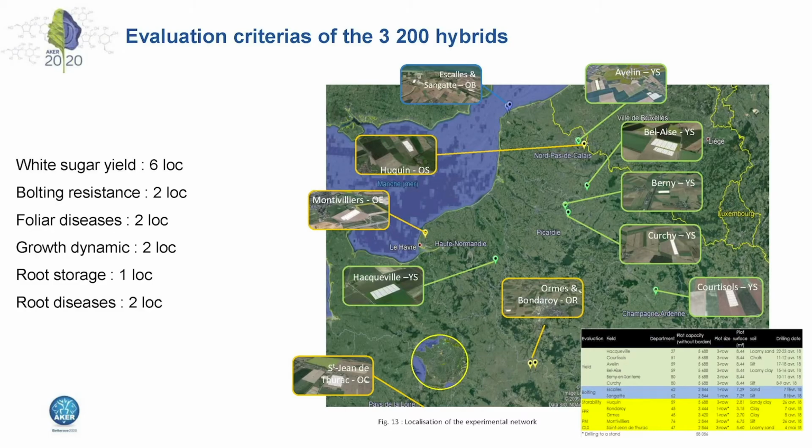In 2018-19, the hybrids obtained were phenotyped in the field in a multi-local evaluation system with experimental designs adapted to the size of the platforms. A number of evaluation criteria were selected: the white sugar yield per hectare, root yield, and percentage of white sugar, resistance to seed set, resistance to foliar diseases, mainly oidium and cercospora, growth dynamics, root conservation, high rhizome pressure, etc. The white sugar yield was evaluated using 6 test platforms spread across the north and the Paris area in 2 replicates and 3 years of testing.